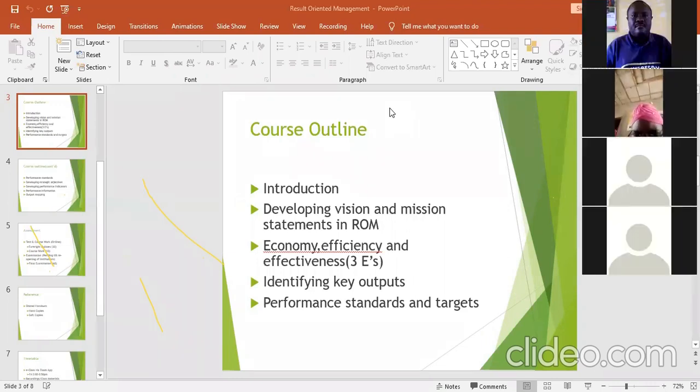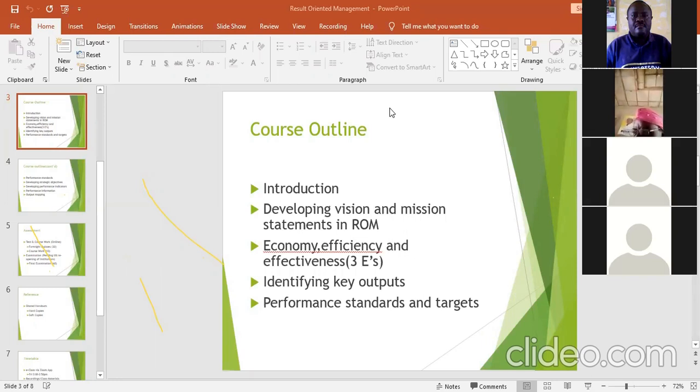Corruption. The resources allocated in order to improve performance, most of the times the resources are embezzled and misappropriated, stolen by corrupt officials, making the introduction of ROM difficult. Because ROM emphasizes resources to be used efficiently and effectively. And you can't be efficient and effective by misusing or stealing public resources. So due to corruption, it becomes a challenge for the introduction of ROM.